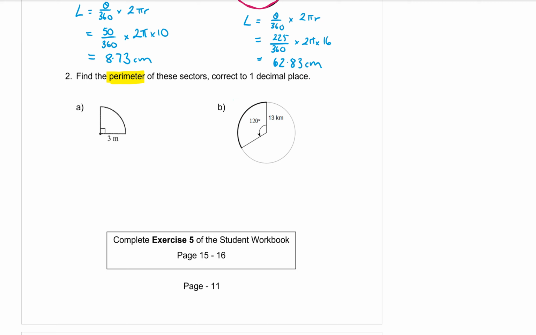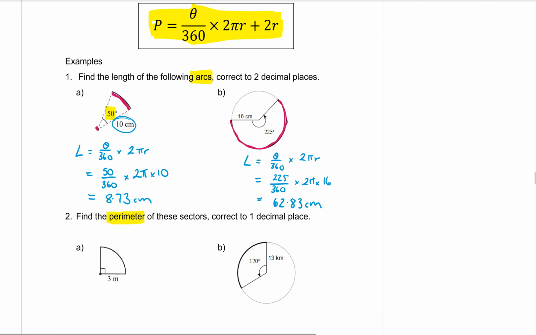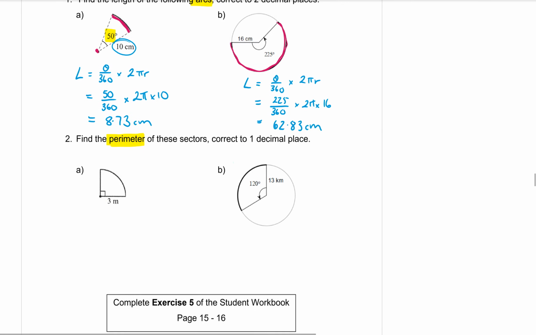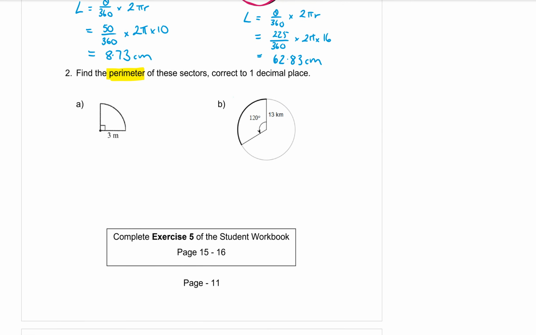So to do the whole perimeter, I need this formula here in the box. So it's now P for perimeter equals theta over 360 times by 2 pi r plus the 2 extra radii that we need to close that shape up to go all the way around. So write the formula down as the first line.